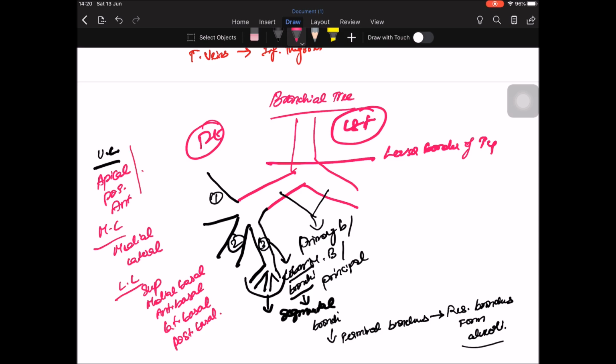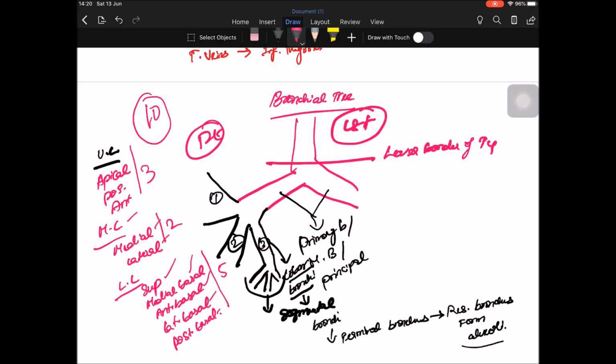So upper lobe has 3, middle lobe has 2, lower lobe has 5. So the right lung has 10 bronchopulmonary segments. Upper lobe has 3: apical, posterior, anterior. Middle lobe has medial and lateral. Lower lobe has superior, medial basal, anterior basal, lateral basal, and posterior basal.